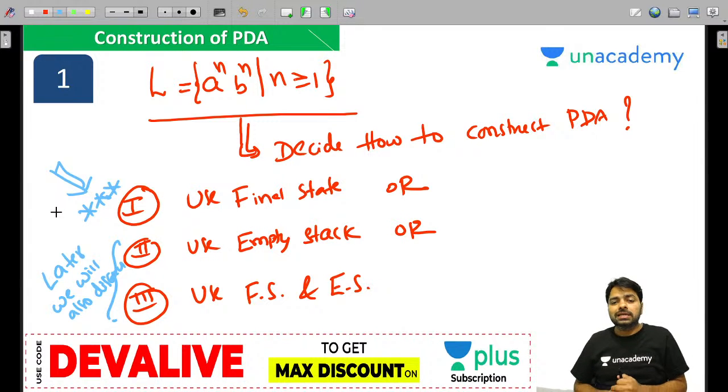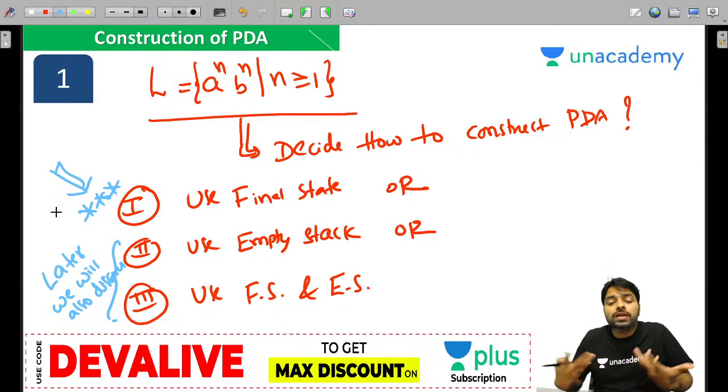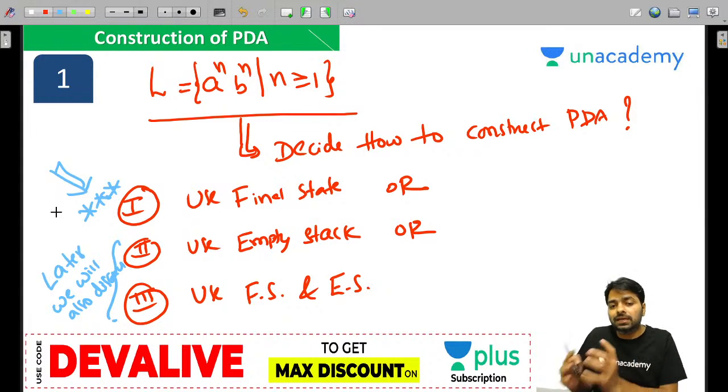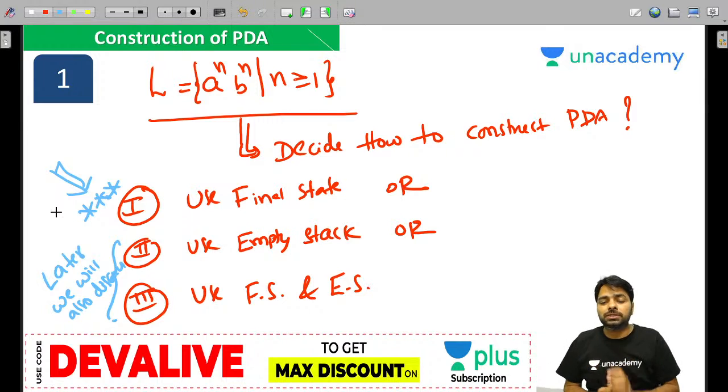Exactly. Is it clear? Without a final state also we can design. At that time our strategy is going to change. But for now you have to assume how to design using the final state. Right? That is the one assumption.